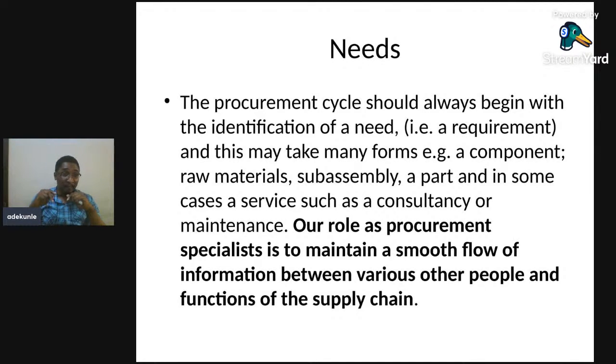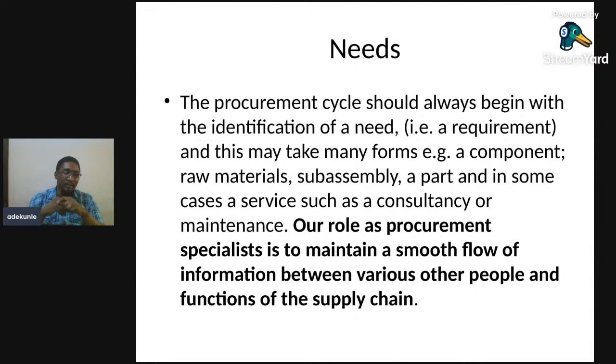But of course, one of the major things that needs to be looked at when you're sourcing is getting it right at first. So the pre-order stage is very, very important and critical for the success of the entire buying process. The procurement cycle always begins with the identification of need. That is, what are our requirements? This can take many forms, for example components, raw materials, and sub-assembly parts.